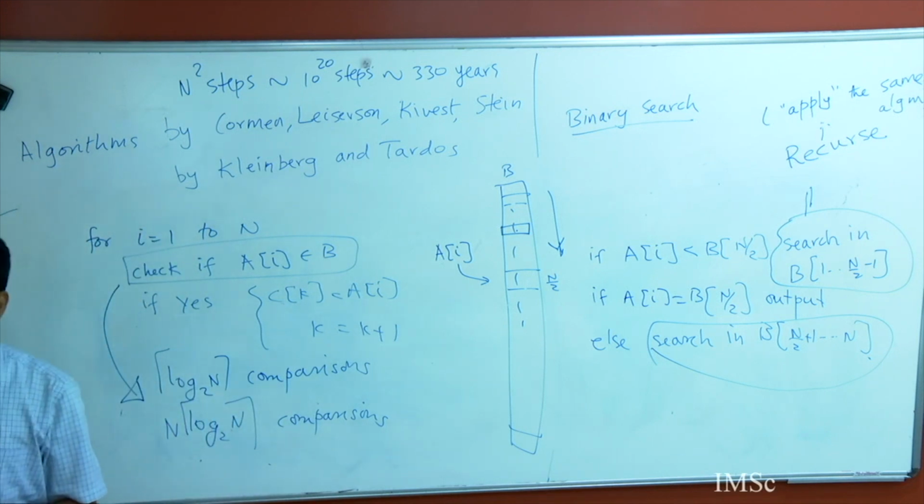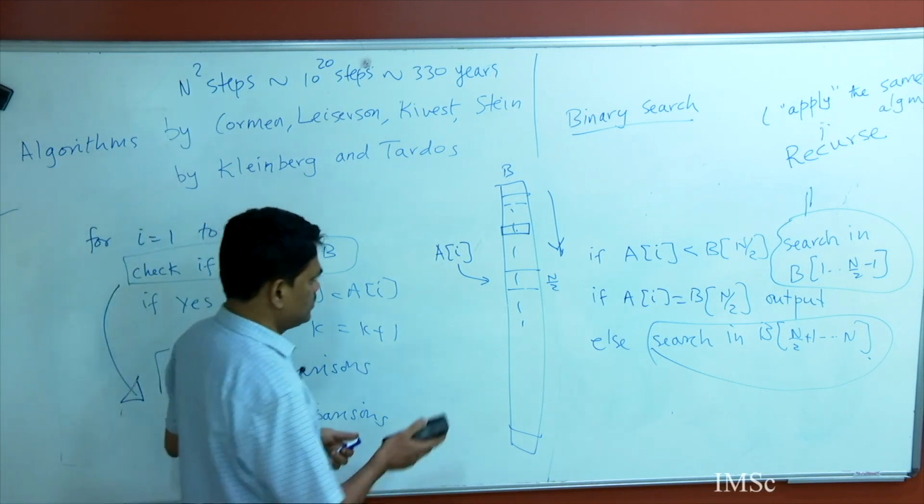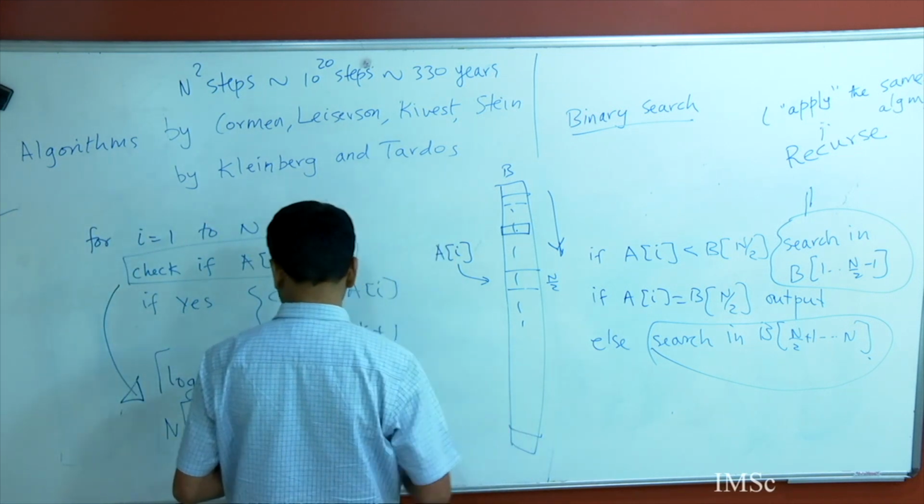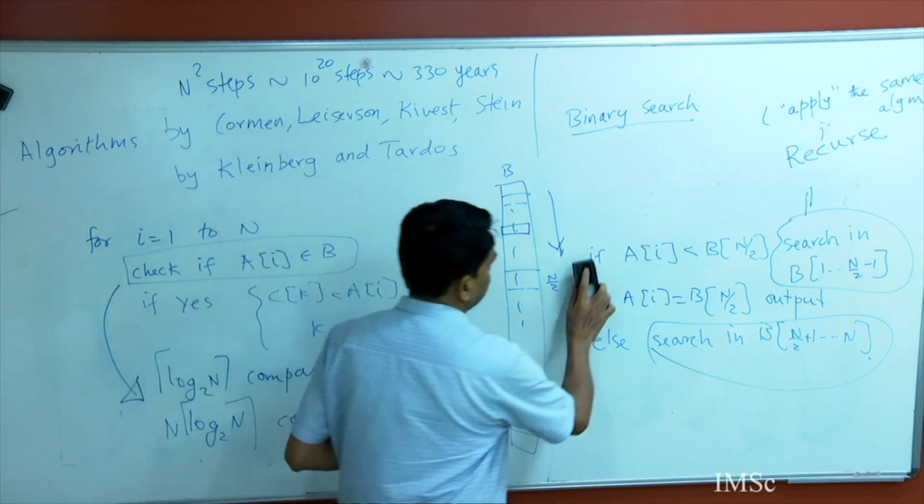Right, the earlier algorithm which was doing linear search was n square, but now by just observing the fact that we can do binary search on a sorted array, we have made it to n log n. Now let's do our calculations. What was n? 10 power 10, right?